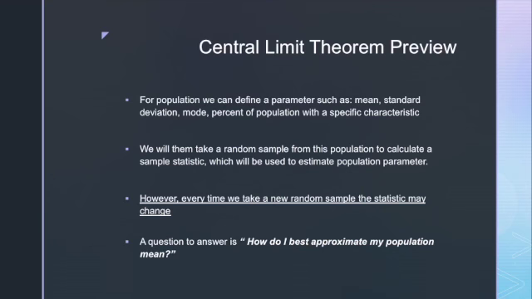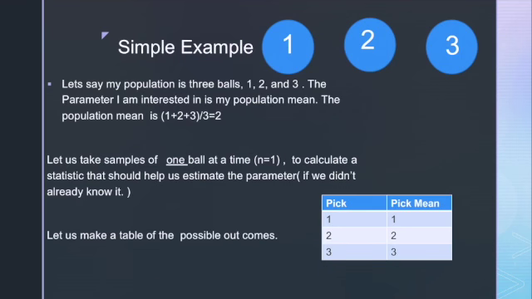However, every time we take a new random sample, the statistics may change. So a big question we have in statistics is, how do I best approximate my population mean? What's the best way to approximate a population mean? So let's say, for example, my population is 3 balls, 1, 2, 3. And the parameter I'm interested in is the mean. I can go ahead and calculate the mean of my population, right? This is a really tiny population, and I find that my mean is 2.